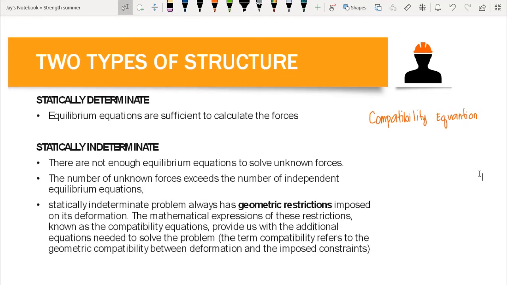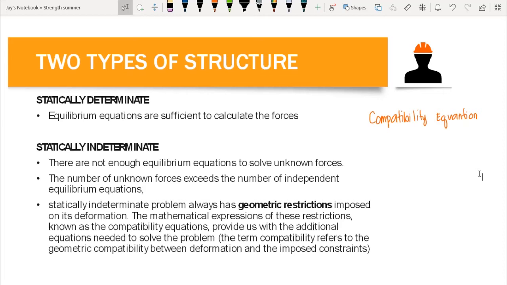We have the first one, statically determinate, the most common one, in which our equilibrium equations, such as the summation of forces vertical, summation of forces horizontal, and summation of moment, are sufficient to calculate unknown forces. As we all know, the number of unknowns must equal the number of equations. But if the number of unknowns exceeds the number of available equations, then that is considered a statically indeterminate structure. In a statically indeterminate structure, we do not have enough equations to compute unknown forces.